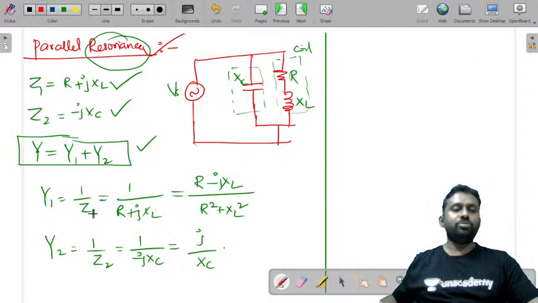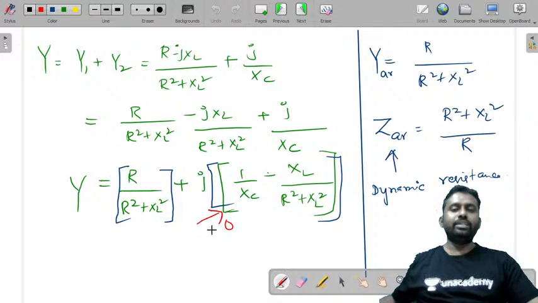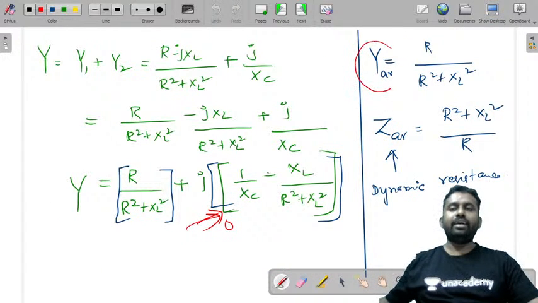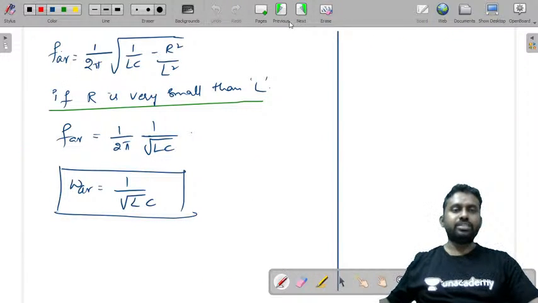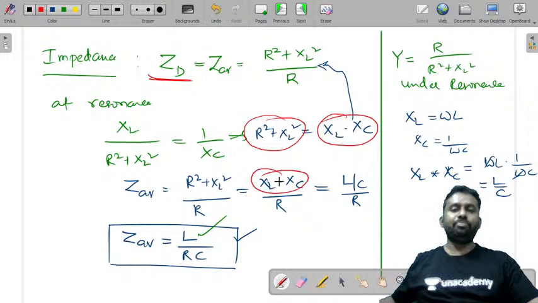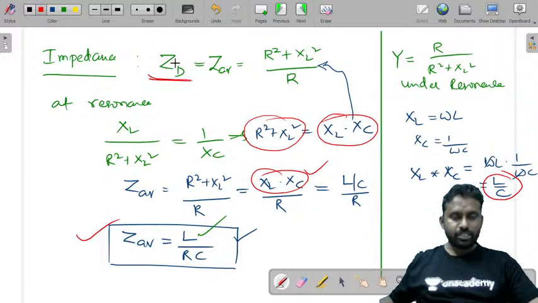I have considered Z1 and Z2 and tried to write the admittance, then equate the imaginary part to 0, and then got this expression for anti-resonant circuit. And then we have written what is YAR, admittance at resonance. Only this value real part you'll get because imaginary equal to 0. From that we have written what is dynamic resistance, and also got the expression for dynamic resistance once again. So this is R square plus XL square by R, and we have tried to simplify this, where R square plus XL is equal to XL into XC, and XL into XC is L by C, and L by CR is the dynamic resistance value.